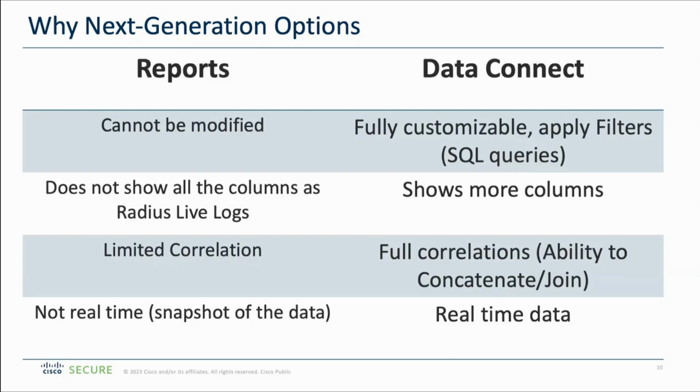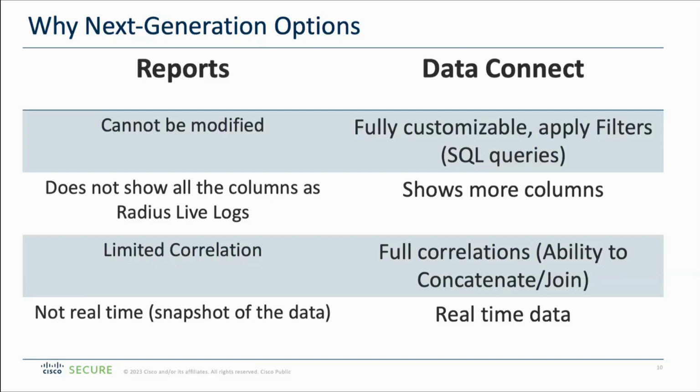Another drawback of using reports is that most of the time they don't allow us to have very good correlation. So in this case, we need to download and correlate manually 2 or 3 different reports. And in this case, this is not real-time data, as this is more like a snapshot.